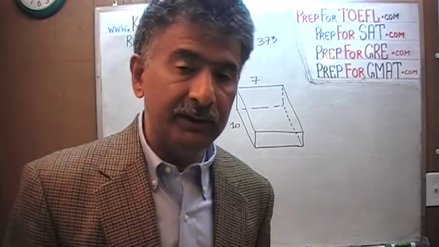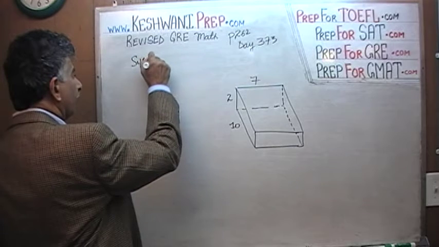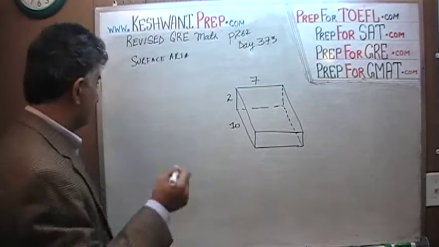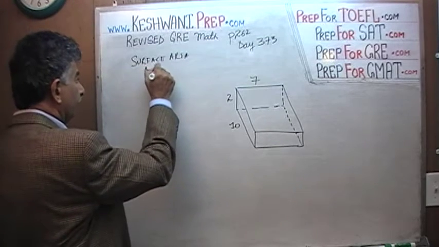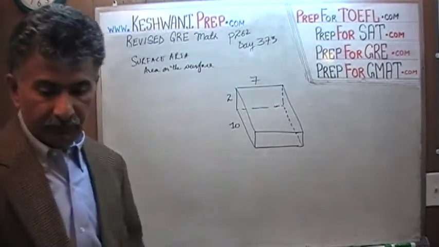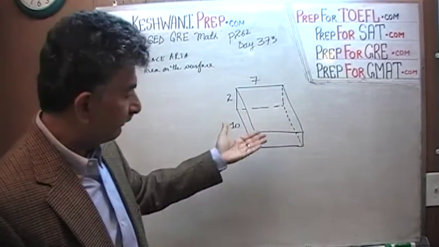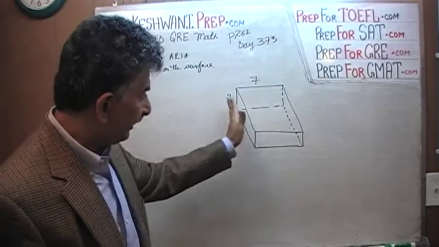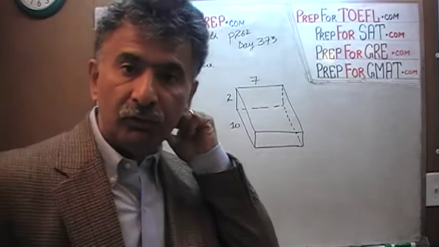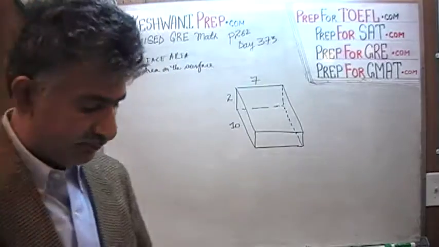Now, what does surface area actually mean? Surface area means exactly what it says, which means the area on the surface. And each of these parts that you see here, there's a top of the box, there's the bottom of the box, there's a left hand side, right hand side, there's a front, and there's a back. Each of those parts are called faces. It has 6 faces.